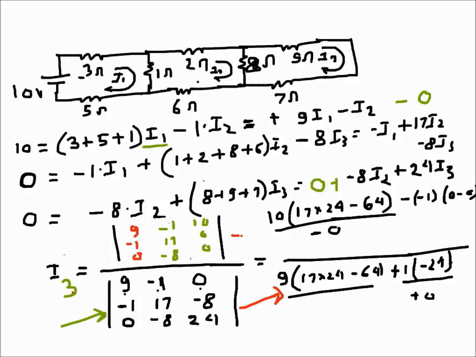So this example is just to illustrate the method of loop currents or mesh currents for circuit solving, the theory of which I discussed in the last video. So this is just an example.